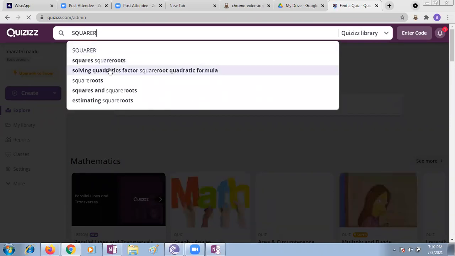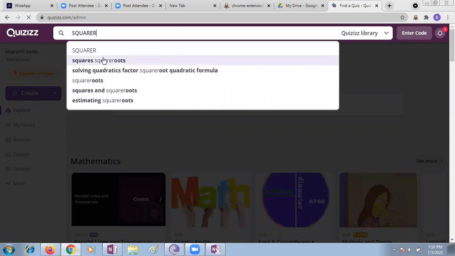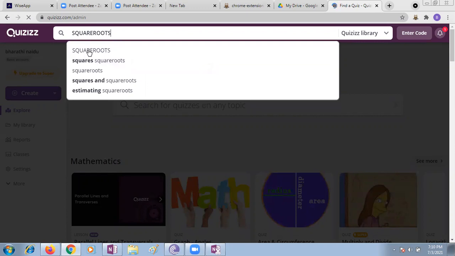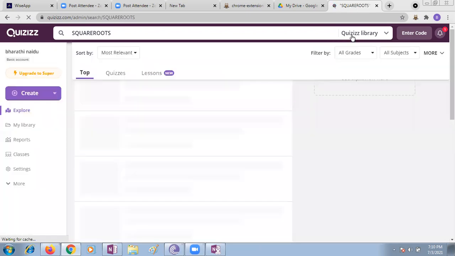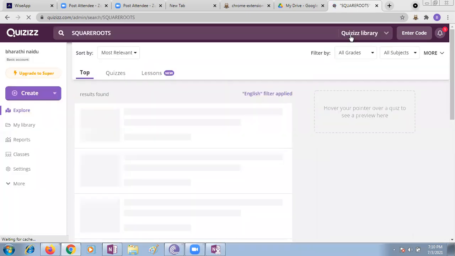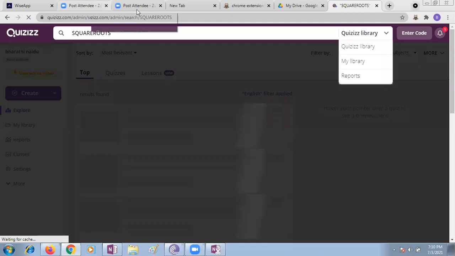Ma'am, in that window only, and only by writing can I explain. Okay, we'll go with Srivi. Just a minute, ma'am. Ma'am, there is estimating square roots also. Yeah, step by step we'll go. At least if we use 10 minutes, you can learn at least.